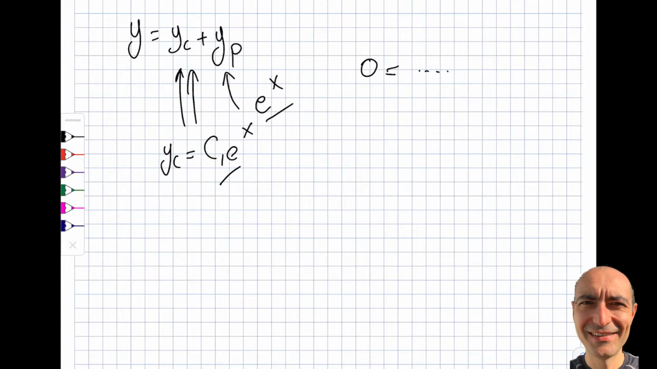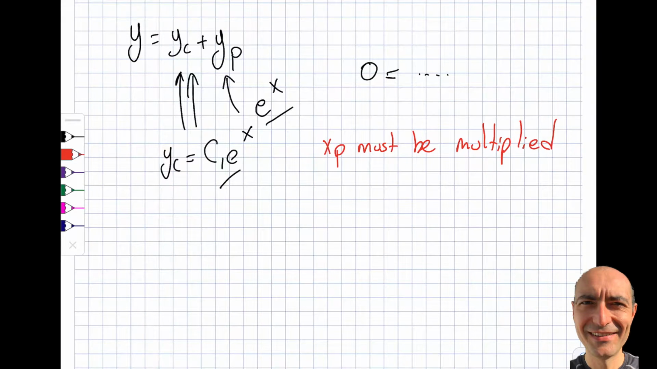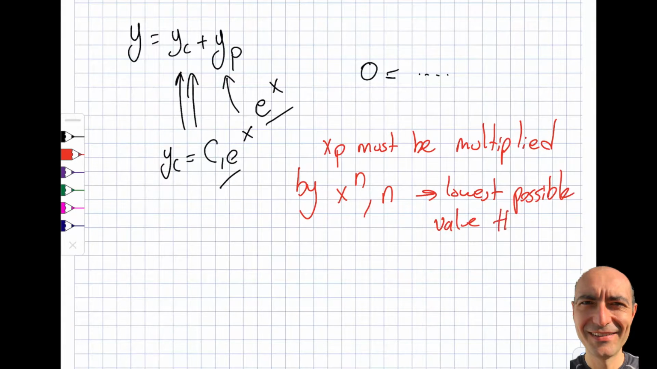Yes, we have a solution, and the solution is this. yp must be multiplied by x to the power of n, with the lowest possible value that makes yp different than yc.